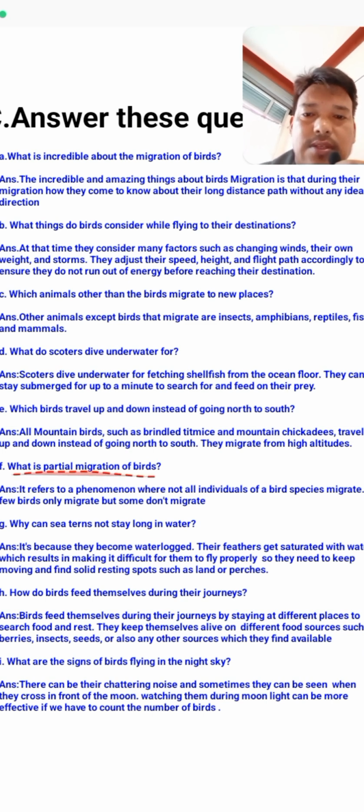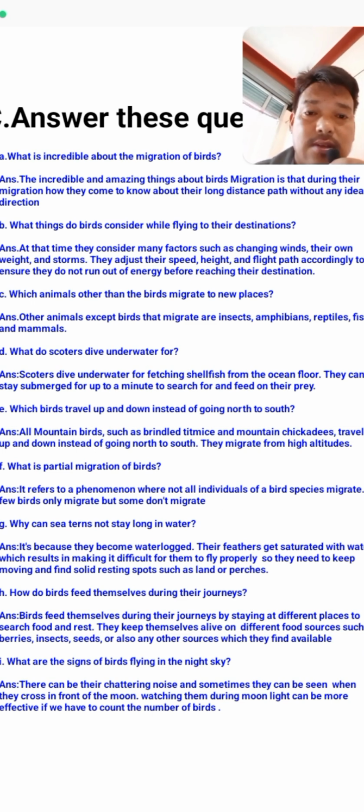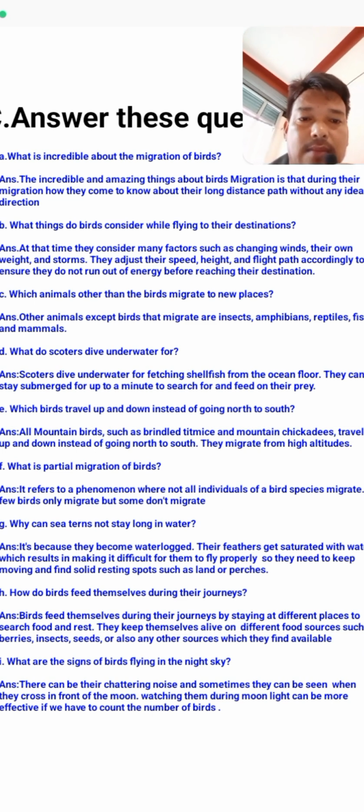And F number is, what is the partial migration of birds? So what do you mean by partial? It means half migration, not complete, but half of the birds migrate and half of them don't. This is what we call partial migration. It is a phenomenon where it is not necessary or compulsory for all individuals of a bird species to migrate; only some birds migrate, but some don't.